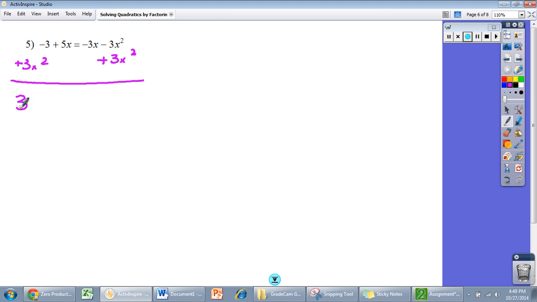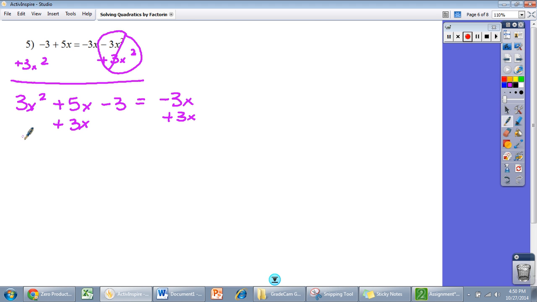Combining like terms, I get 3x squared, and I also notice that my constant is before my x term. In standard form, we always talked about going from the highest exponent down to the smallest exponent. The -3x squared and a positive 3x squared cancel out, equals 0, but don't forget on the other side we have that -3x. My next step is to get rid of the -3x over there so that it equals 0. So we're going to add 3x to both sides. And again, we have to combine like terms, so that's why I'm writing it underneath. And I have 3x squared plus 8x minus 3 equals 0.